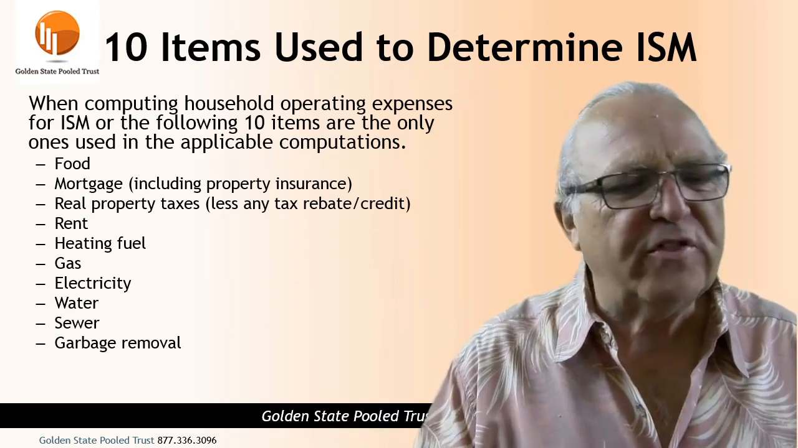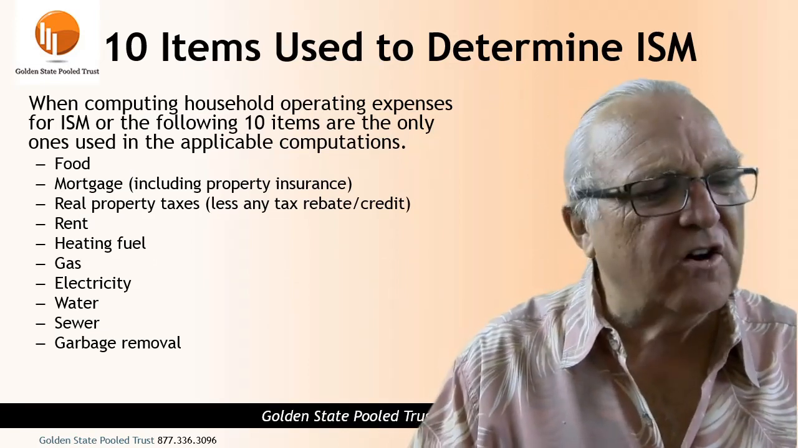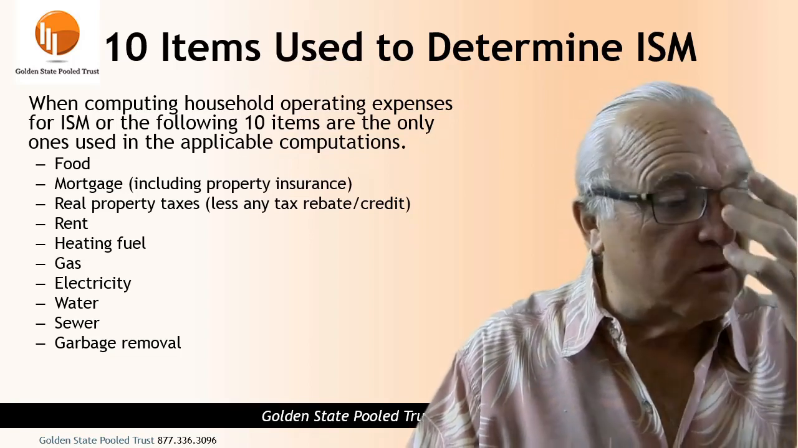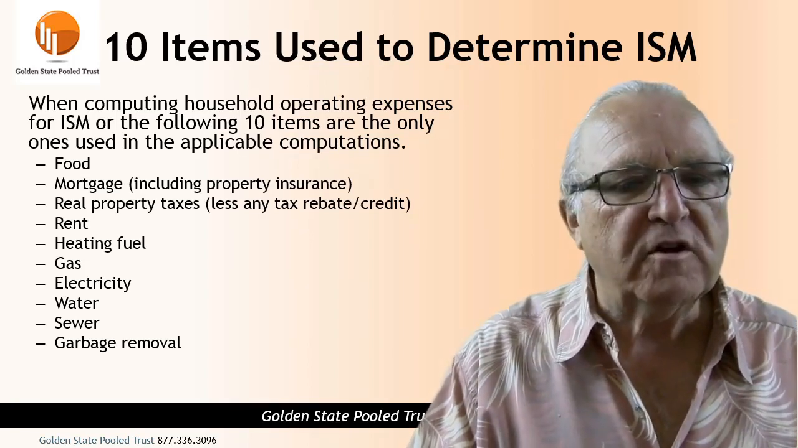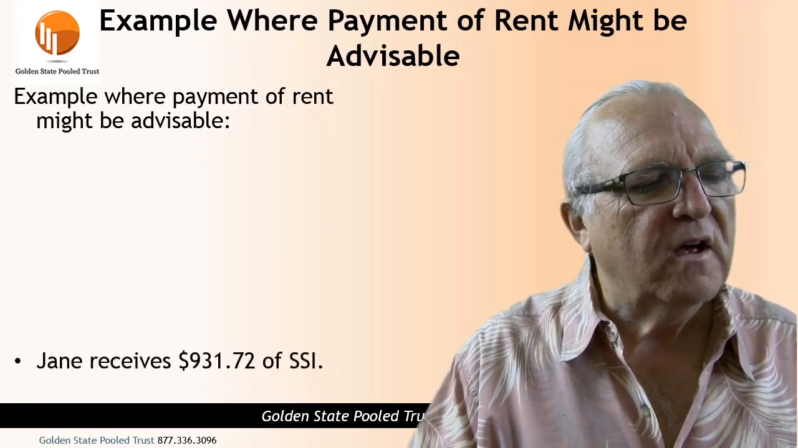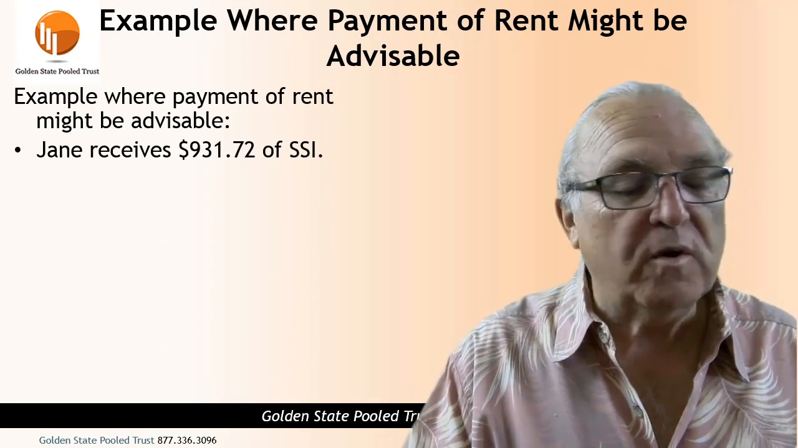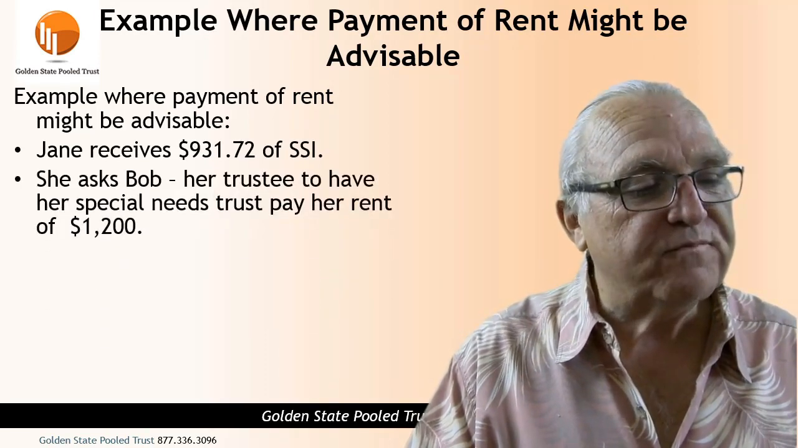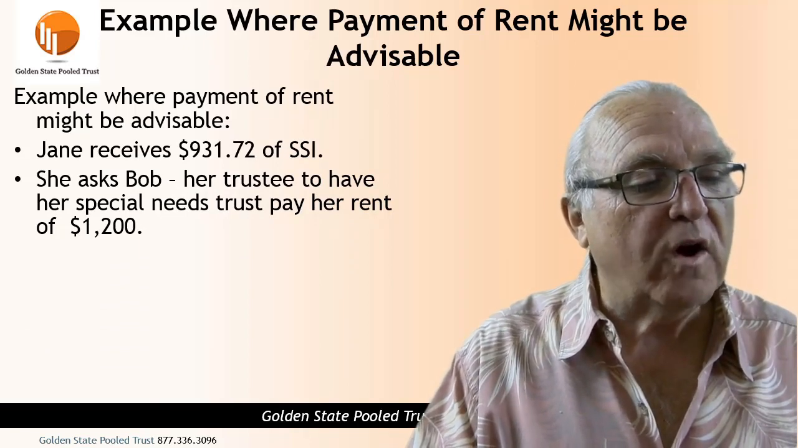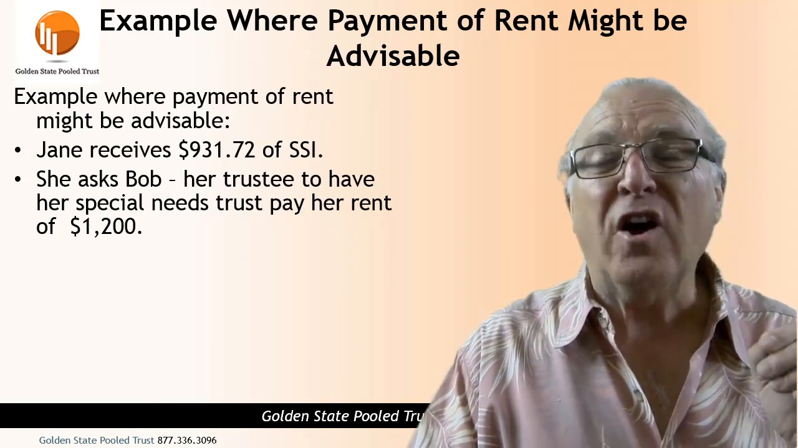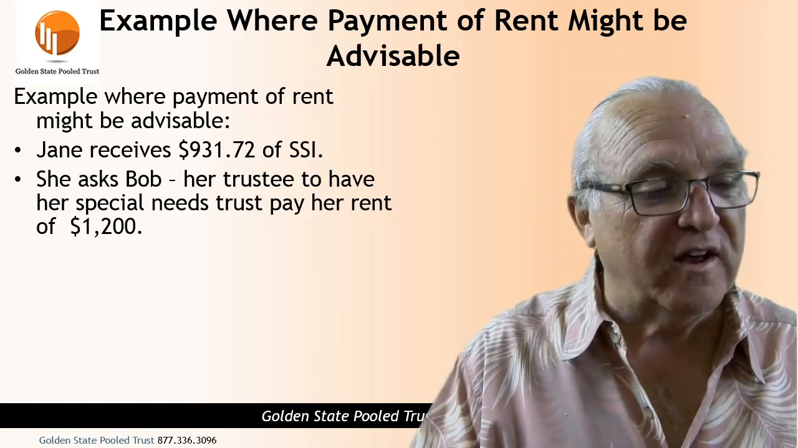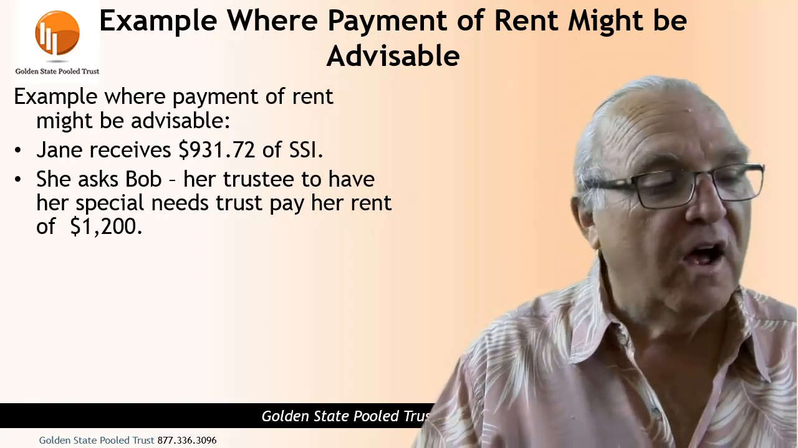Now, we kind of already went through this, but the 10 things that they look at here are the food, mortgage, real estate, property taxes, rent, heating fuel, gas, electricity, water, sewer, and garbage. So here's an example where payment of the rent might be advisable. Let's say Jane is getting $931.72 in SSI. She asked Bob, her trustee, to have her special needs trust pay her rent of $1,200 a month. Now, it would be really hard here for Jane to pay $931.72 from her SSI, bordering on impossible here.